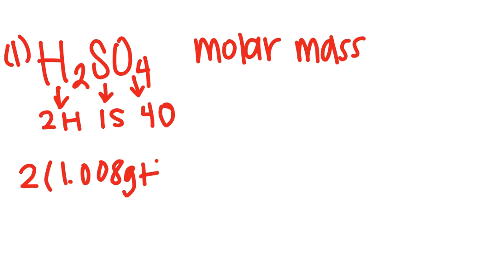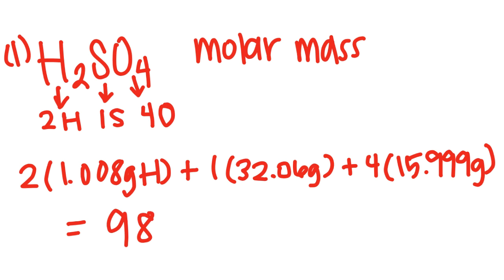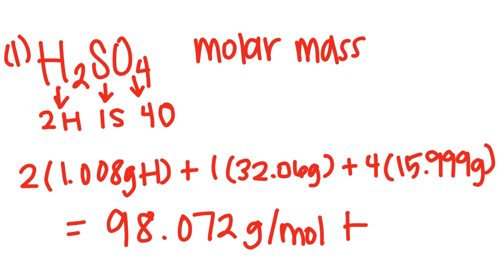So 2 times the molar mass of hydrogen, which is 1.008 grams, plus 1 times the molar mass of sulfur, which is 32.06 grams, plus 4 times the molar mass of oxygen, which is 15.999 grams. So I'm going to multiply those and add them up. So 2 times 1.008 plus 32.06 plus 4 times 15.999. And I'm going to get my molar mass to be 98.072 grams per mole of H2SO4.